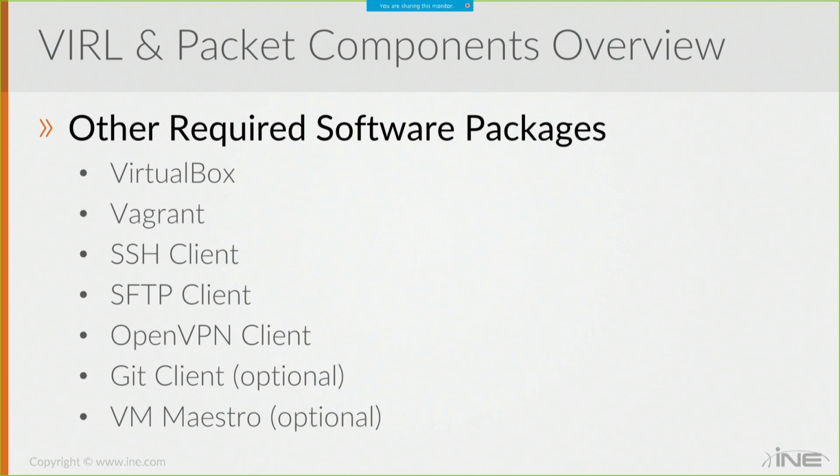And then the Git client, which is going to be used to download both the VIRL box cutter files and then also the INE topology files. But as you guys will see, this is kind of an optional step here.